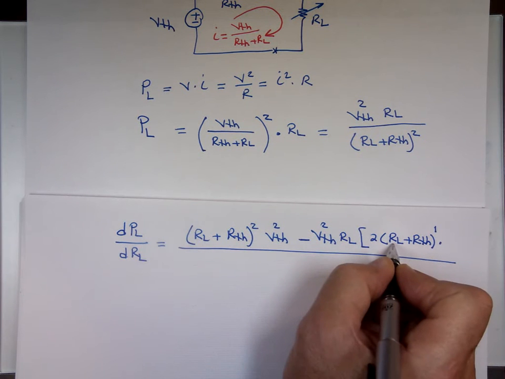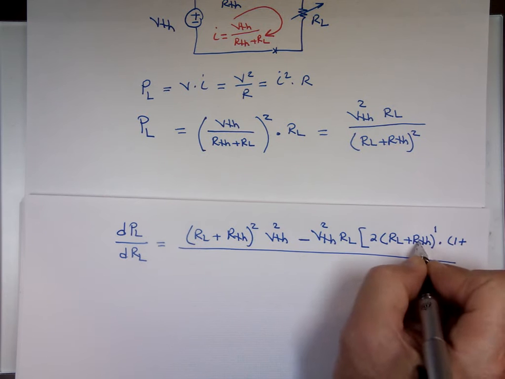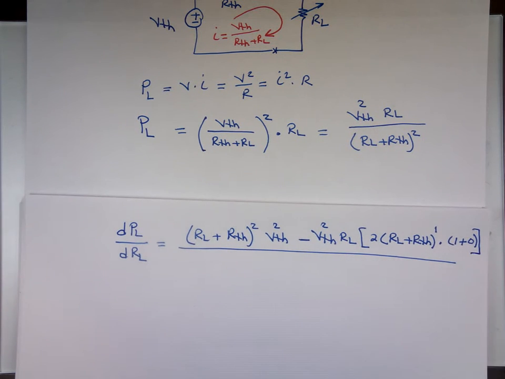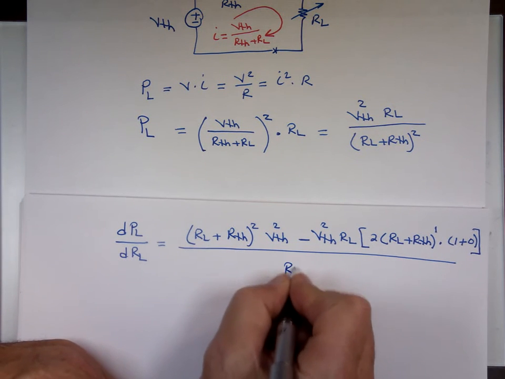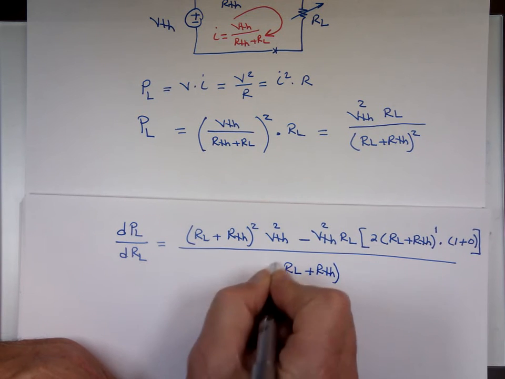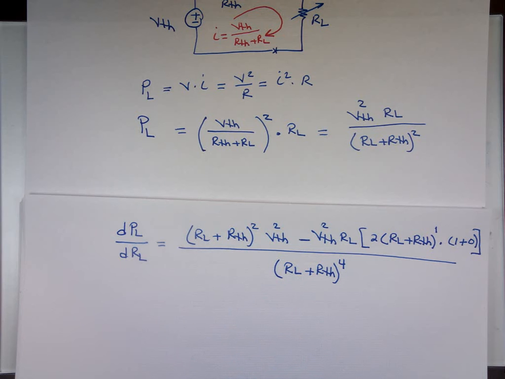What is the derivative of r sub L? 1. What's the derivative of r sub thevenin? 0, because that's a constant. That doesn't change. R thevenin and v thevenin are constant. Their derivatives are zeros. All of that divided by the bottom squared. That would be the 4th power. You square the bottom.